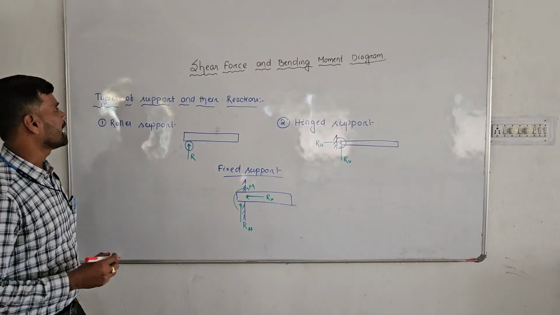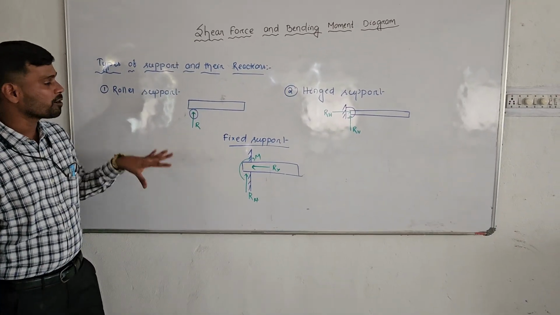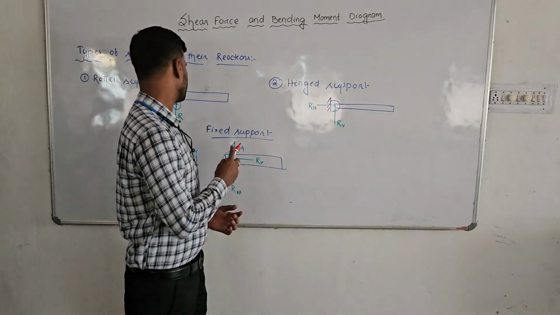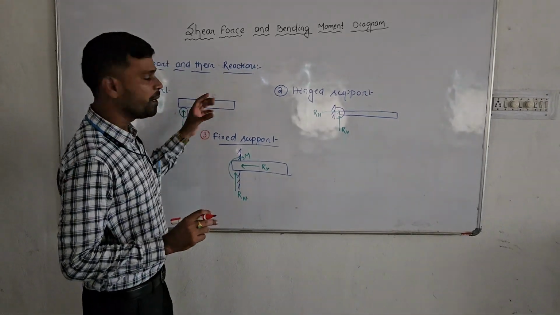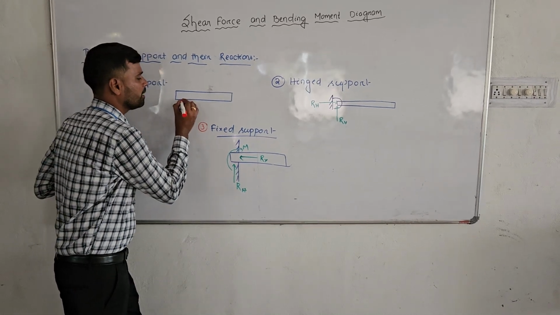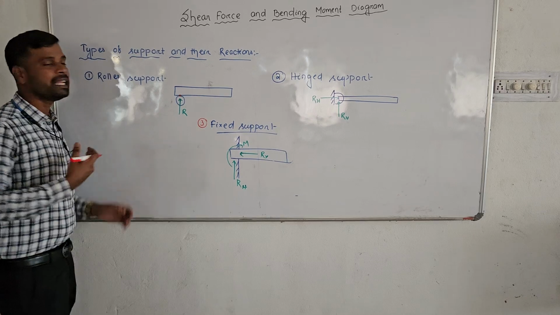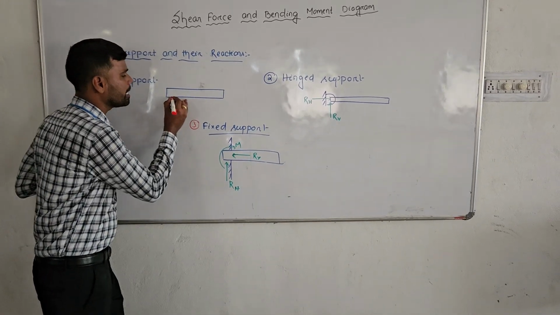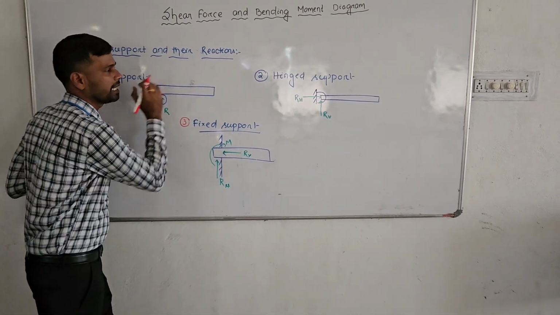Next, let us see the types of support and their reactions. Basically, there are three types of support from our subject point of view. The first is roller support, the second is hinge support, and the third is fixed support. Roller support means what? Here it is a beam, and below that there will be a roller or it may be a pin support. Here you can observe, we get a point contact. As we know, as many contact points as there are, that many reactions will generate. As we get a point contact here, we get only one reaction, that is in the vertical direction.